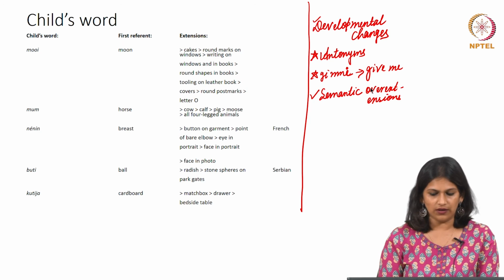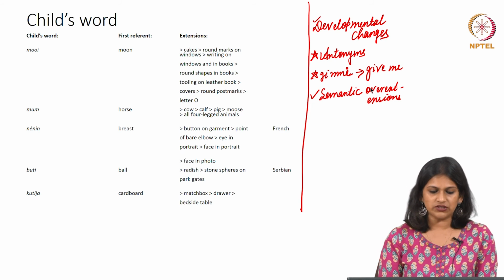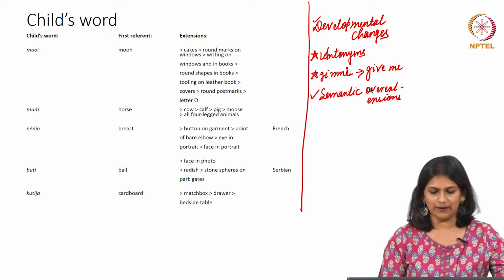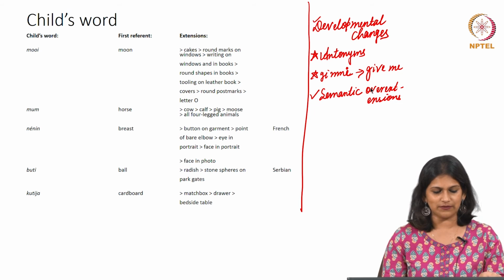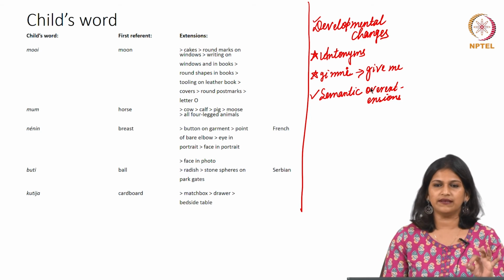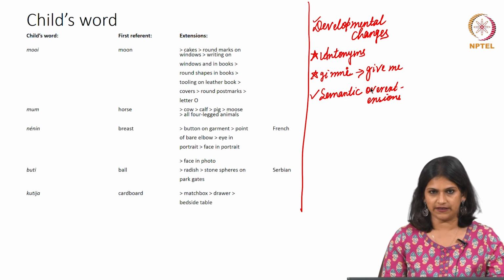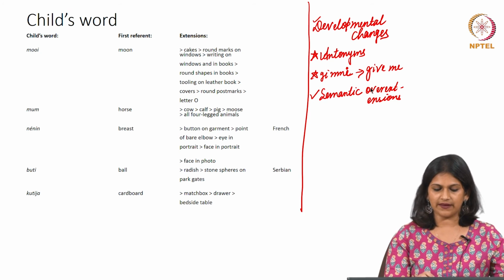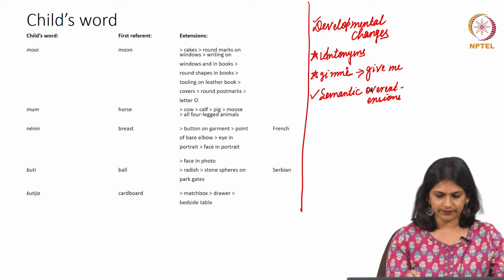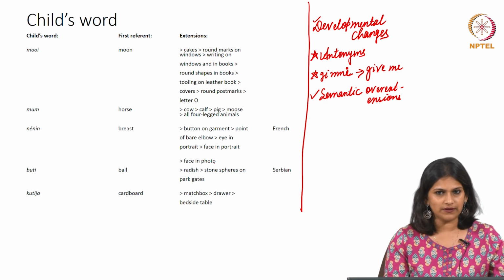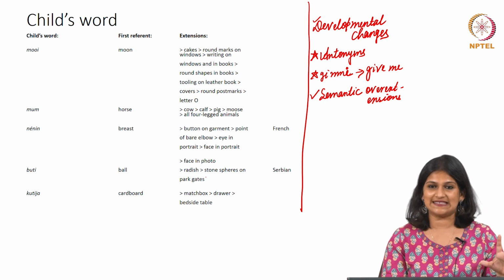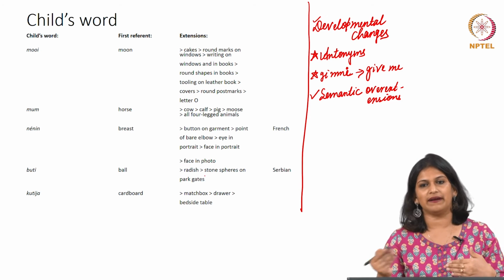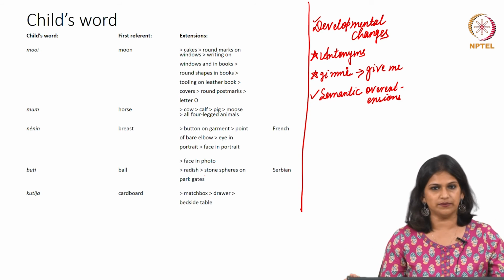Now, it is about ball. That is Serbian data. For the Serbian child, they would say booty, and this booty means ball; that is the first referent. But what are the extensions? A face in the photo could also be a ball, a radish can also be a ball, stone spheres on the park gates can also be a ball. So these are the semantic overextensions for a Serbian child.